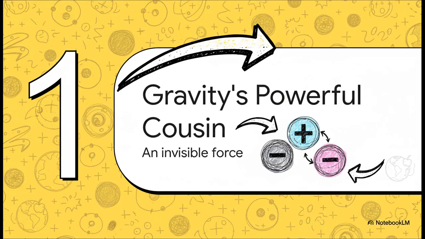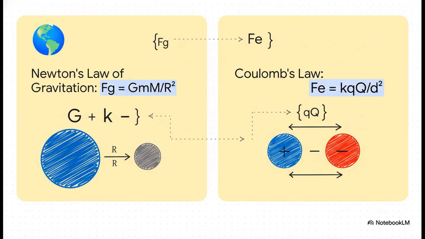Now, if this whole idea of a fundamental force sounds kind of familiar, it definitely should. You know how Isaac Newton gave us the universal law for gravity? Well, a French physicist named Charles-Augustin de Coulomb did the exact same thing for electricity. And honestly, when you see his law, it's almost like he was peeking at Newton's homework. I mean, just look at that. Side by side, they are practically twins.